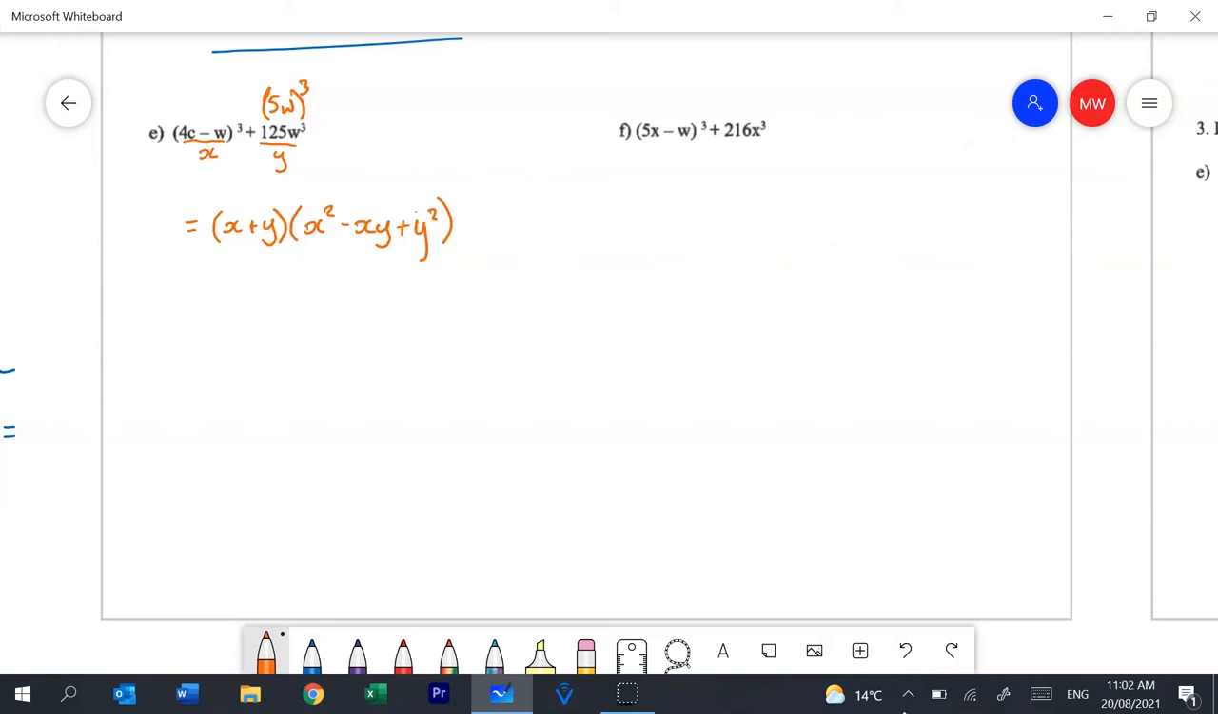All right, let's sub in. Every time I see an x, I'm going to write 4c minus w, and every time I see a y, I'm going to change that to a 5w. So that's x squared. Again, I'm going to put the y before the x here, just a bit easier.